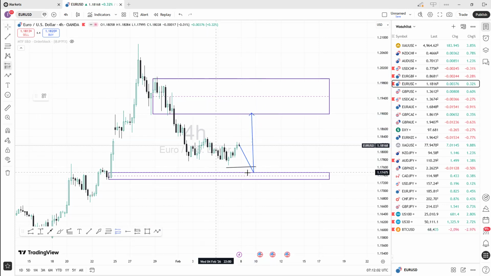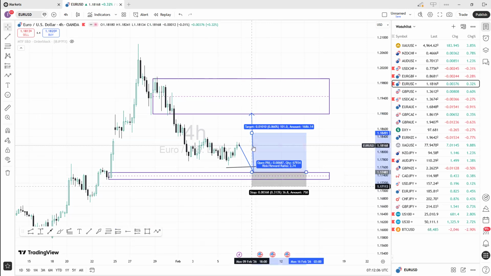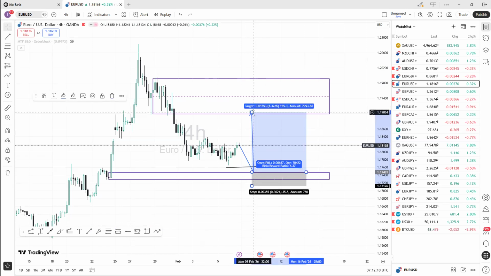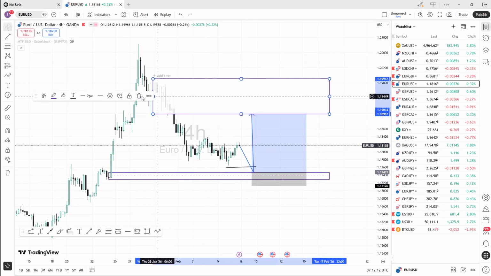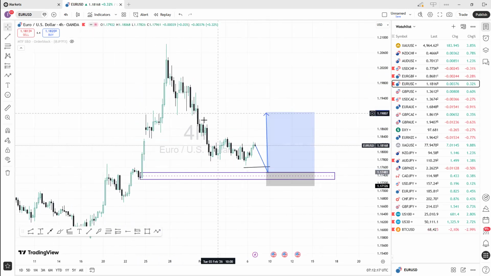Okay, next week, wait for confirmation on that 4-hour demand. Then you can buy to that daily order block. It is very clear. Very simple setup on Euro USD. So that is it on Euro USD.